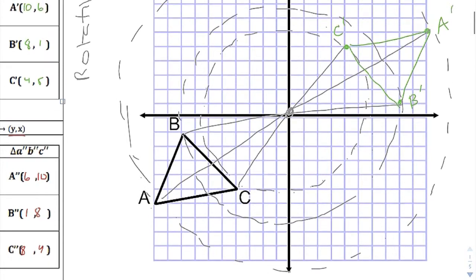6, 10. Let's see, 1, 2, 3, 4, 6, 10. That'll be my A prime. 1, 8. That will be B. These would be double primes. And C we have 8, 1, 2, 3, 4. All right, so here's my new triangle.